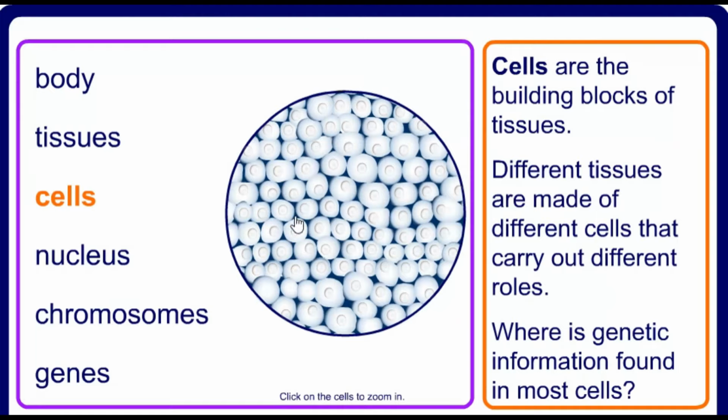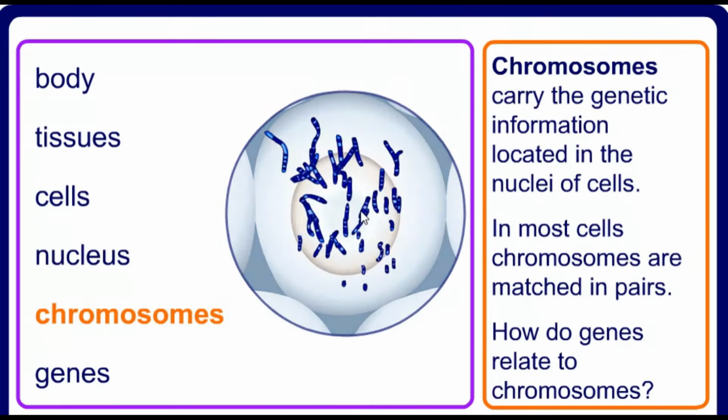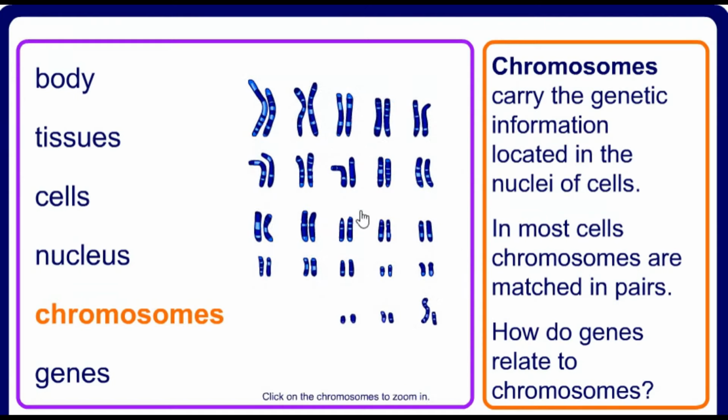So, the genetic materials are located in the nucleus. The nucleus is also considered the control center of the cell. Each nucleus contains long strands of genetic information. Can you still remember what are these strands called? These strands are called chromosomes. Chromosomes now carry the genetic information located in the nuclei of cells. In most cells, chromosomes are matched in pairs.